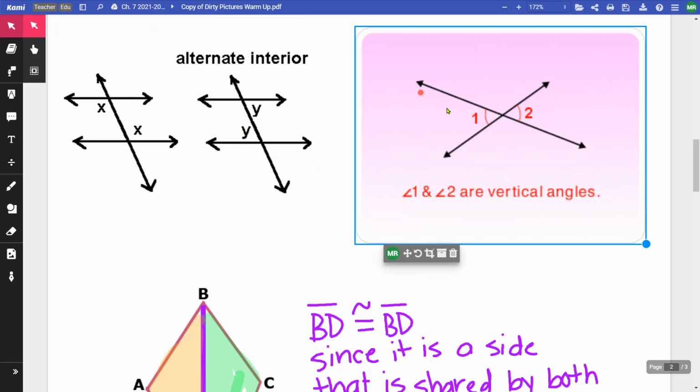Another fact we want to understand is if we have two lines intersecting, they form what we call vertical angles, angle 1 here and angle 2. And these vertical angles are always congruent to each other. That's another fact.